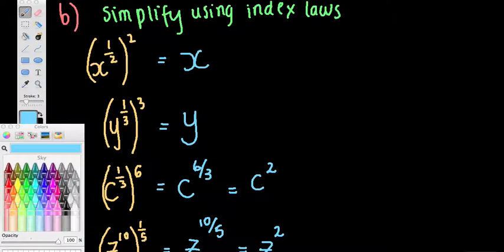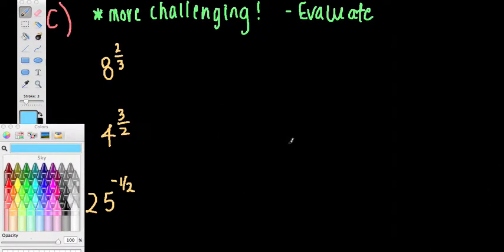Last lot of examples for you. Here we go. These ones are a little bit more challenging, okay, but have a go.